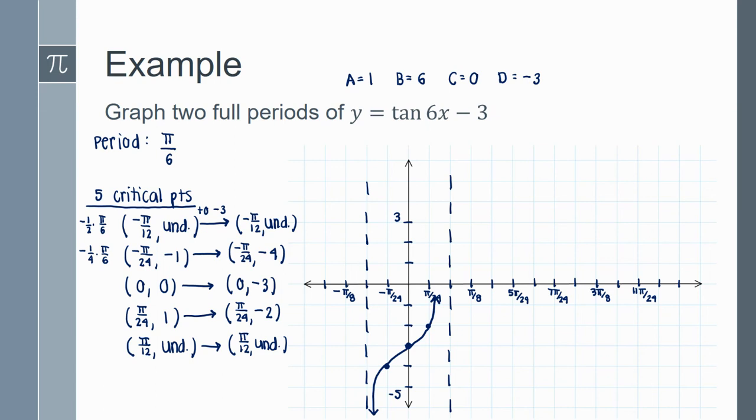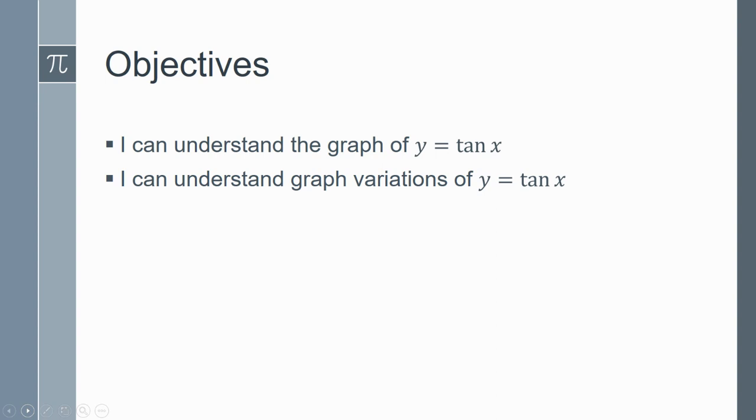But now, since I need 2, we're going to repeat the process. So vertical asymptote, then at pi over 8, we're down at negative 4. Next one, we're at negative 3. 5 pi over 24, we're at negative 2. And then this 6 pi over 24, which is really pi over 4, is going to be that next vertical asymptote. Once again, if I connect my points there, there's my tangent graph, and there are my 2 full periods. Okay, so that is us understanding the tangent graph and doing some different variations.